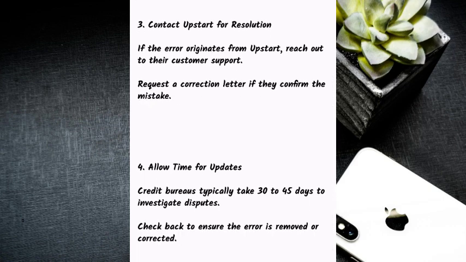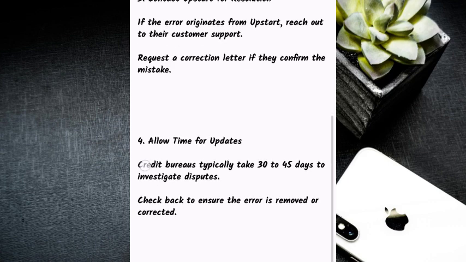Also, you're going to allow time for updates. Credit bureaus typically take 30 to 45 days to investigate disputes. So you can check back to ensure that the error is resolved or corrected.